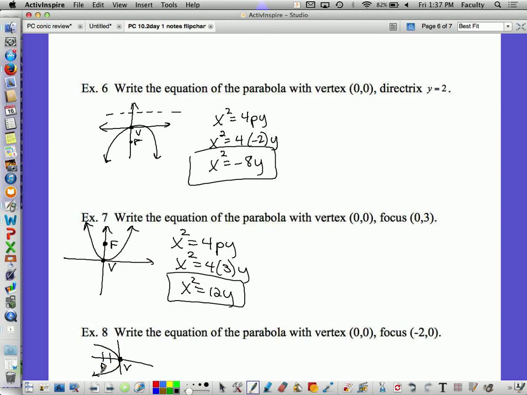Remember, the focus is inside the parabola, so this is opening left. So that means that p is negative, and it's 2 units, so it's y squared equals negative 8x. Okay? Any questions on this? All right, fantastic.